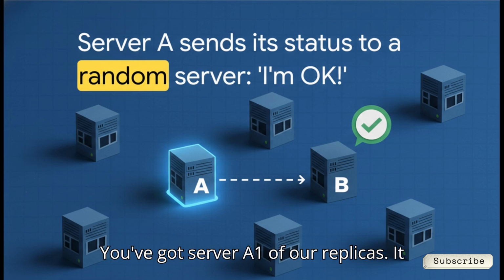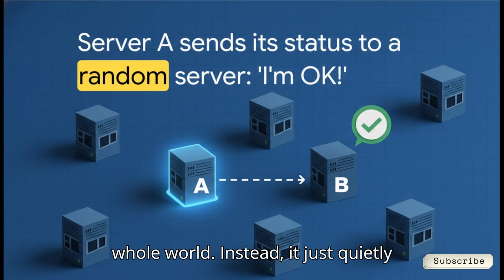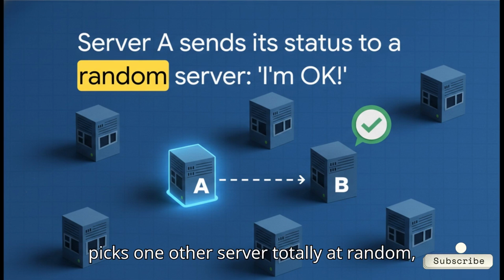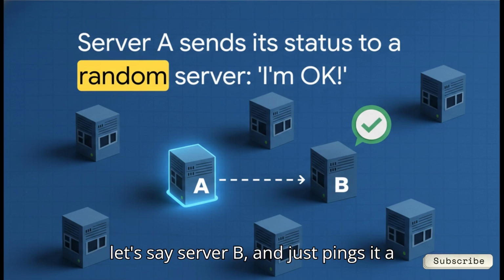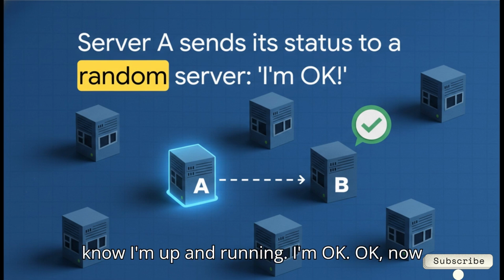It all starts super simply. You've got server A, one of our replicas. It doesn't scream its status out to the whole world. Instead, it just quietly picks one other server, totally at random, let's say server B, and pings it a little message. Hey, just letting you know I'm up and running, I'm okay.